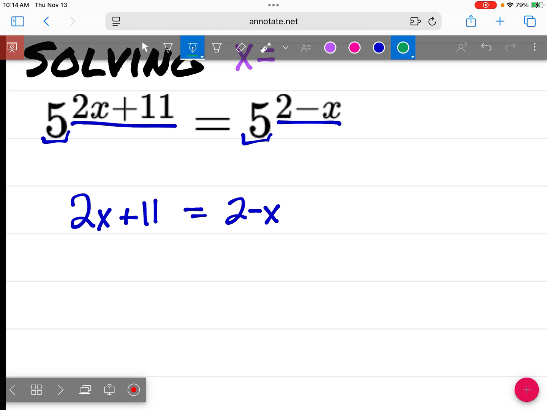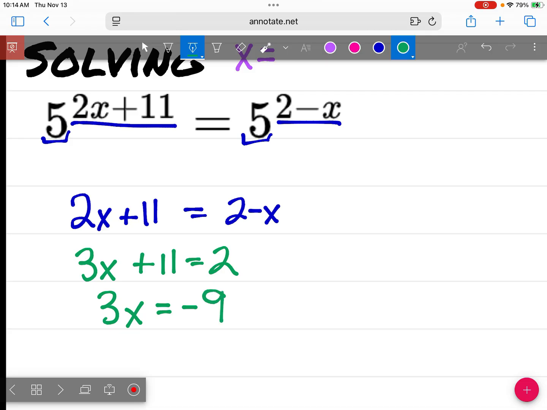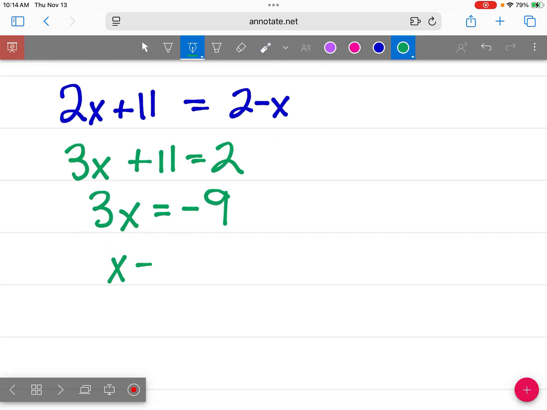What do we need to do? Add x on both sides. 3x plus 11 equals 2. Subtract 11. 3x equals negative 9. And divide by 3. X equals negative 3. And you could check that if you want to by putting that in the calculator.